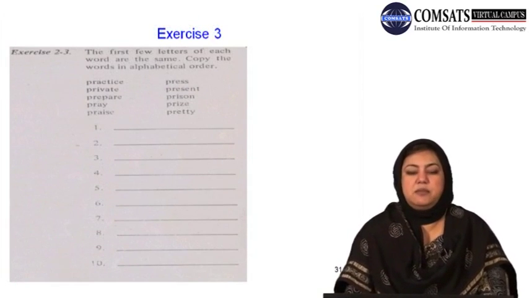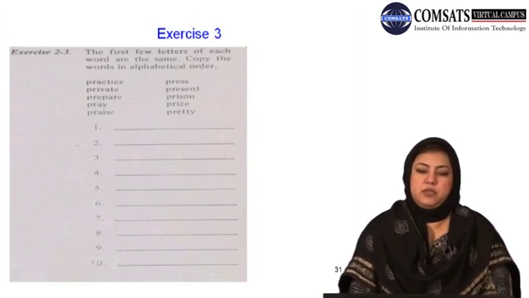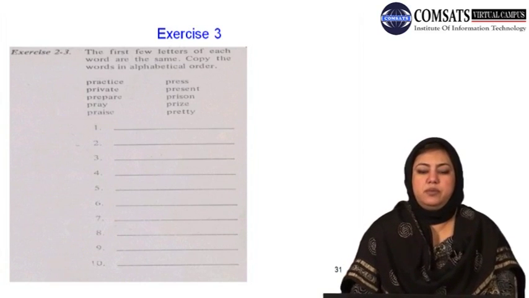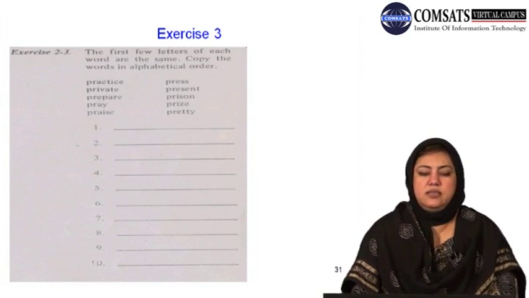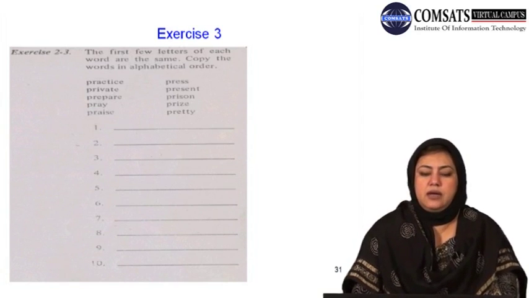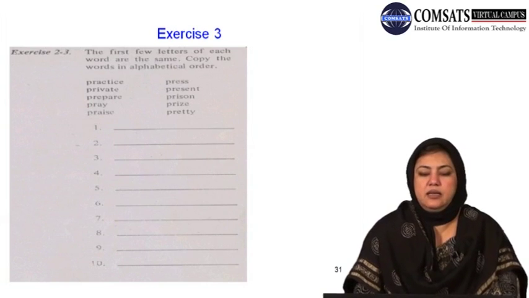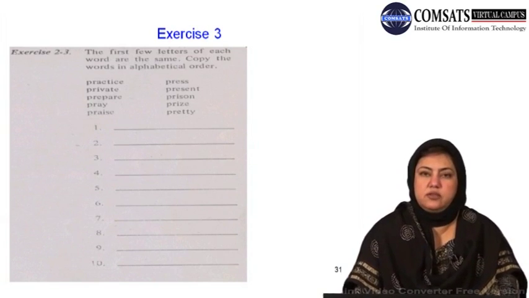Now this exercise becomes even more complicated than the previous one. The first few letters of each word are the same. Copy the words in alphabetical order. You can see P-R-A-C, sometimes P-R-E, sometimes P-R-I. There are certain words that would start with any of these combinations.